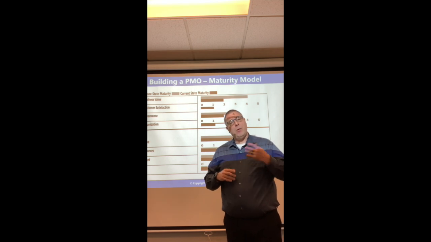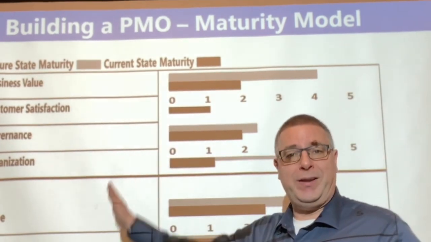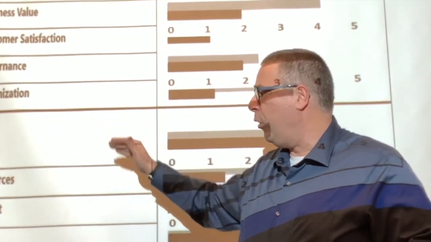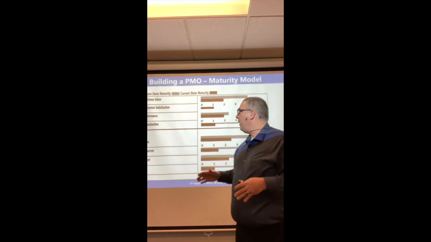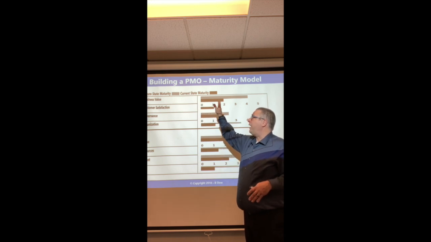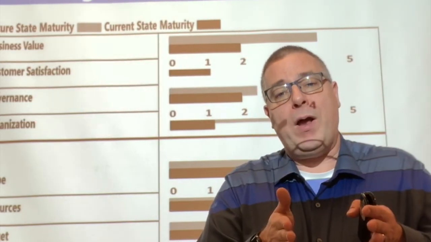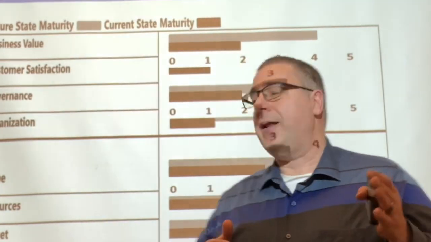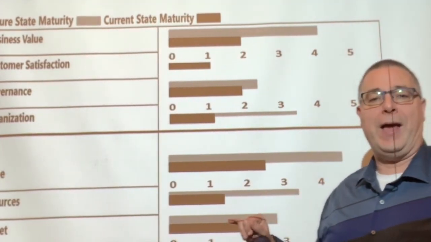Okay? And so there's really two big components of a maturity model. There's categories, so business value, customer satisfaction, governance, organization, scope, resources, budget, time. And these categories can be whatever you want them to be. And then there's measurements or scoring, okay? What you currently have is a future state and a current state, and you look at the differences between. So I'm at a 1 at, let's say, governance, and I want to move to a 3. I'm at a 2.5 for scope, and I want to move to 4.5. Right?